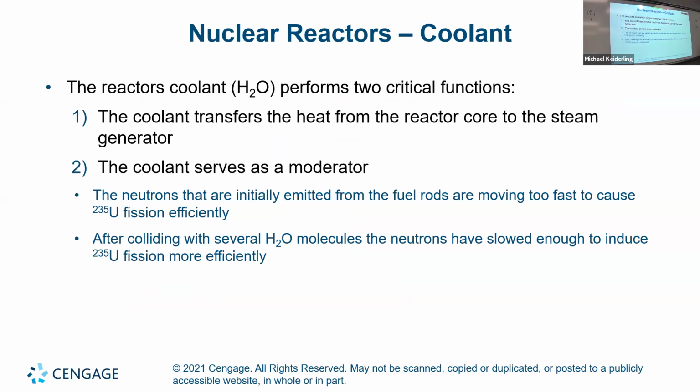The water performs two critical functions. It transfers heat from the reactor core to the steam generator, and it serves as a moderator. What moderators do is they slow down neutrons to make them more efficiently cause uranium-235 fission. So after colliding with several oxygen molecules, the neutrons have slowed enough to induce uranium-235 fission more efficiently, basically.